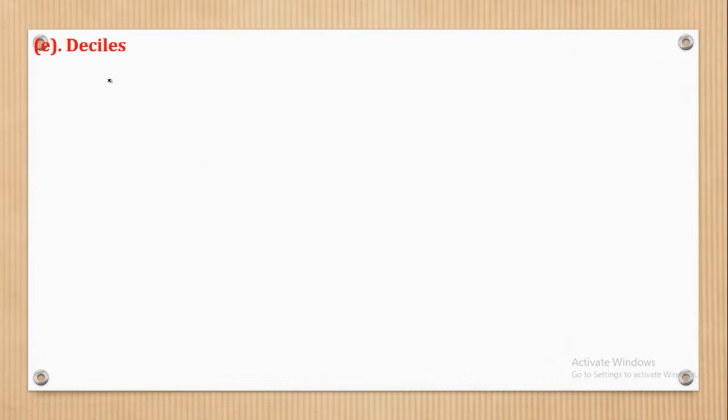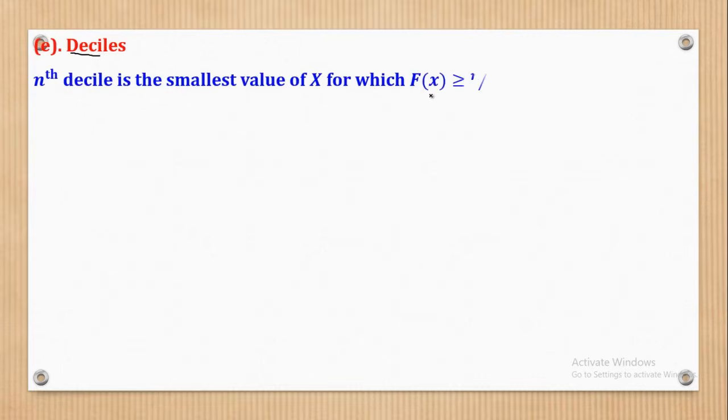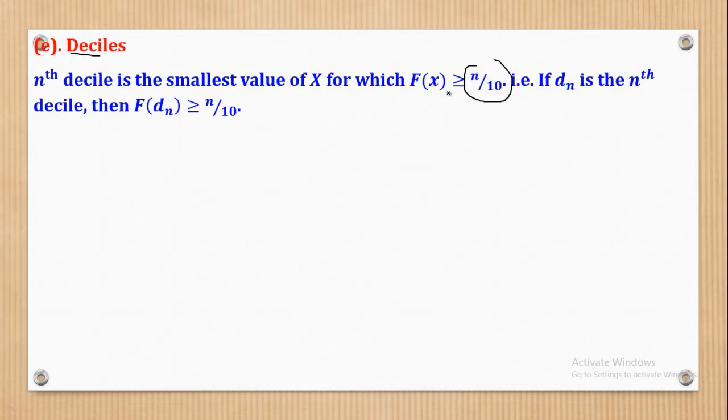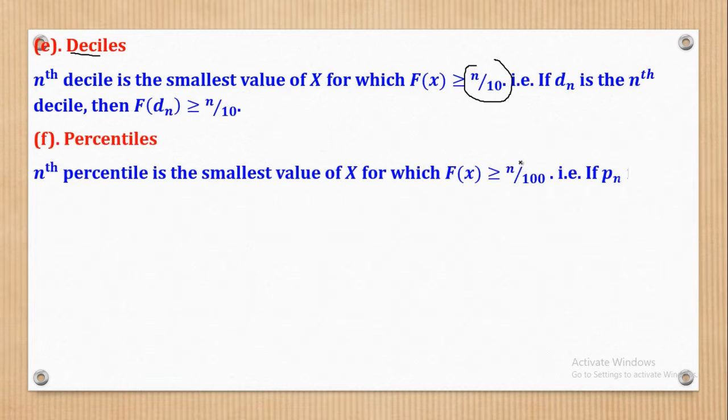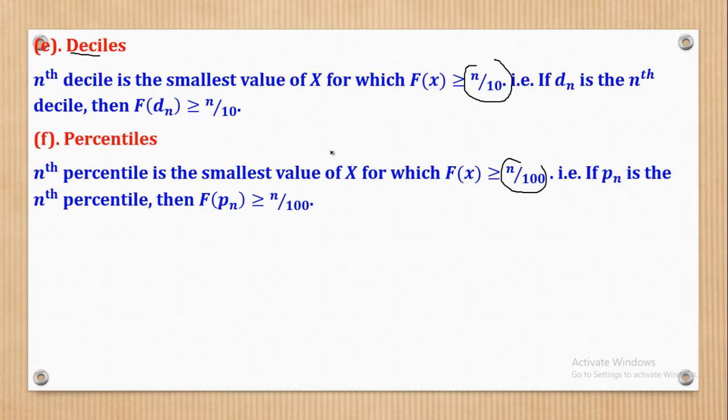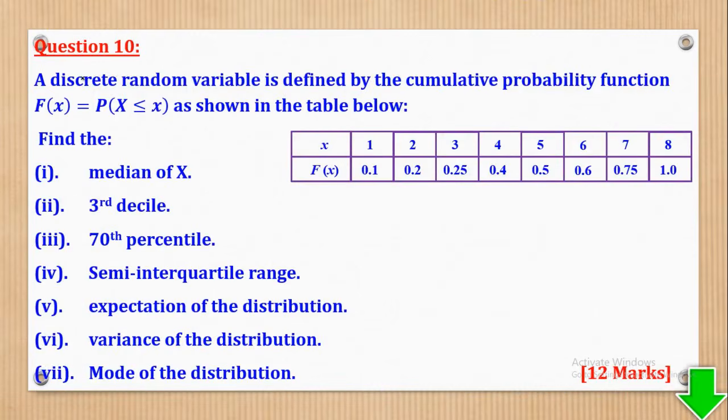Another parameter is deciles. For deciles, you should remember that F(x) is greater than or equal to n over 10. And for percentiles, F(x) is greater than or equal to n over 100. So basically those are the parameters under cumulative distribution functions. So let's see how they are used in this question.